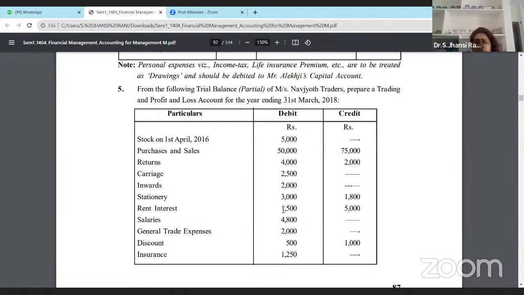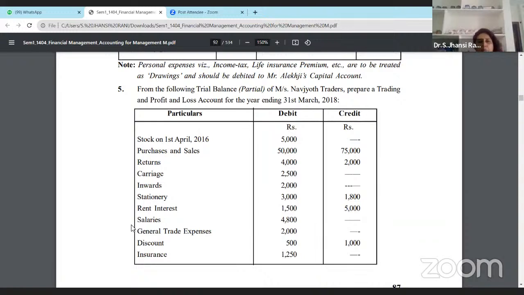So stationery on the debit side means it's an expenditure to us, and the credit side means it's an income to us. And even for rent, the debit side is an expenditure and the credit side is an income. Salaries is an expenditure to us, and we will write it on the profit and loss account debit side. Trade expenses are also an expenditure, so we will write them on the debit side. And discount: debit column, debit side; credit column, credit side. Insurance is an expenditure, so we will write it on the debit side. These all are indirect expenses.